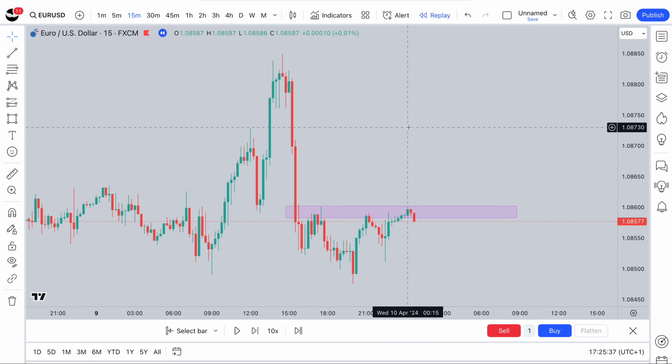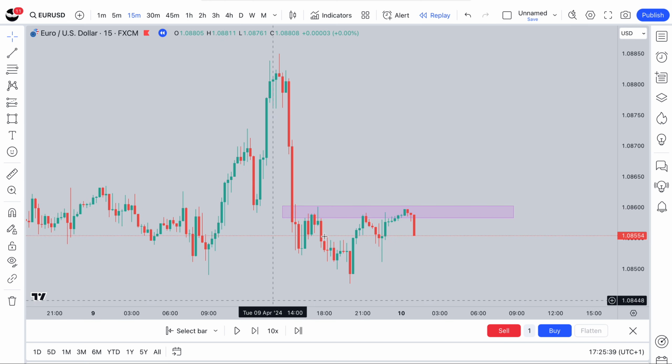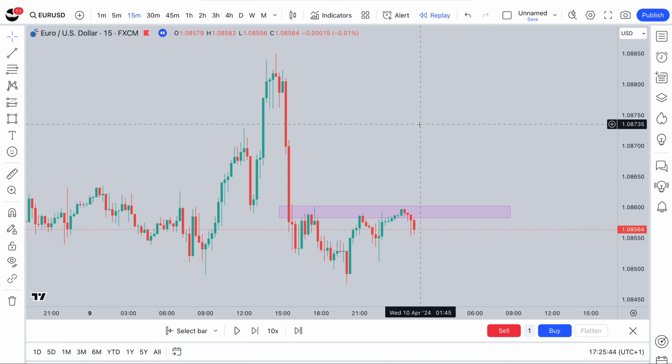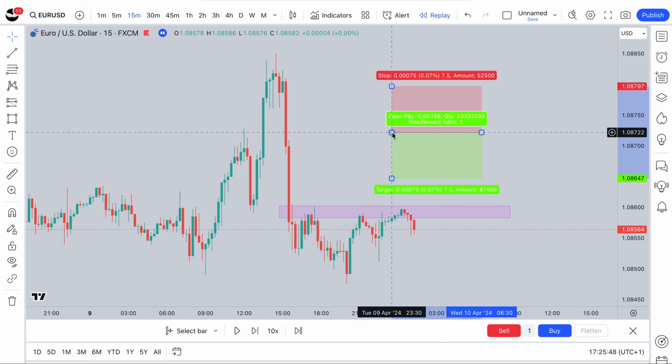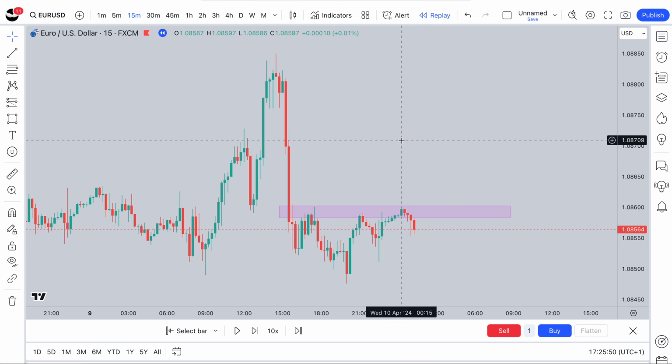I want to see a bit more. Perfect. No, not perfect. Let's wait. I want to see something clear that's got a bit more strength to it. So why did I choose this candle as opposed to all these? Well, this one was bullish. I want to see the sellers kicking in.